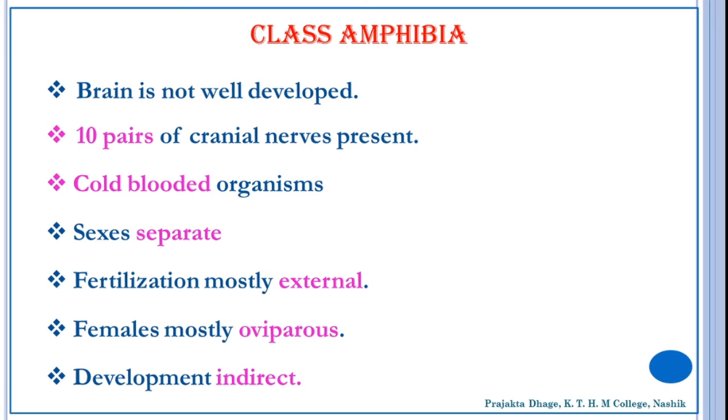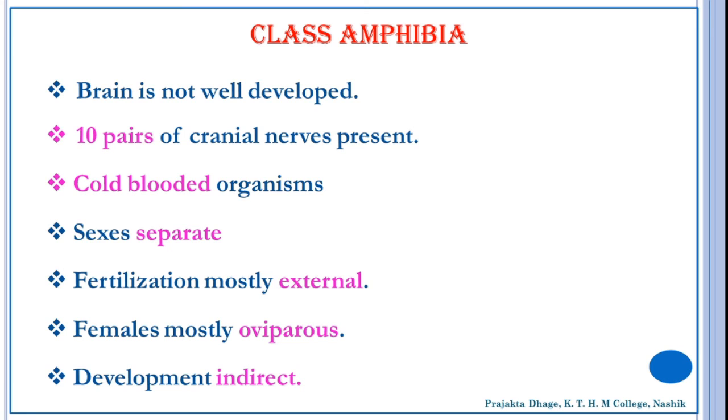So what is external fertilization? It is where the sperms from the male and the ova from the female are released outside their bodies, and outside the body the fertilization occurs. Now the females are mostly oviparous. What is oviparity? Oviparous means egg-laying females are present. The females lay eggs, and then you have the larval stages, and from the larval stages you have the adult stages in these organisms.